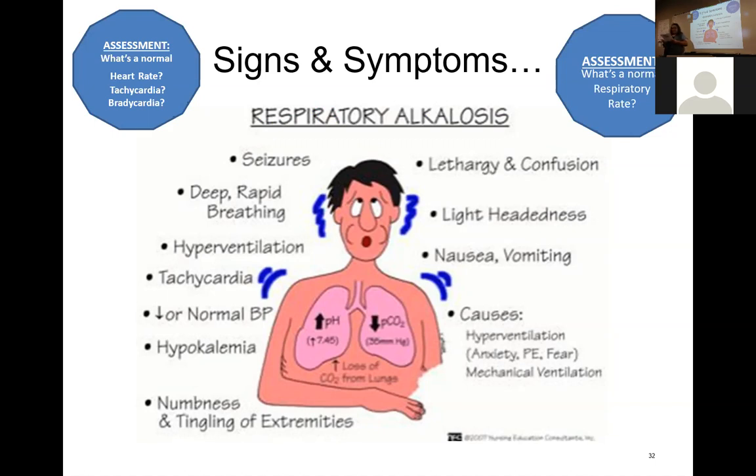Patient comes to the ED and complains of feeling like her heart is going to beat out of her chest. She's lightheaded. My assessment data includes the following. Her respiratory rate is 28. Her heart rate is 115. What acid-base imbalance is she at risk for?